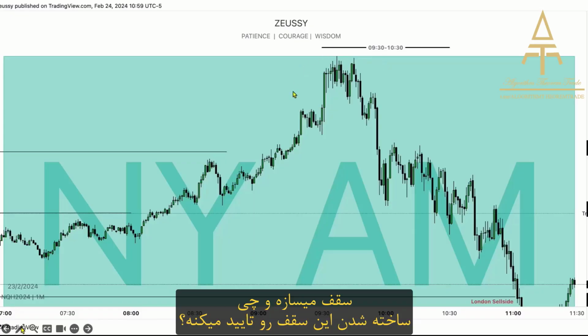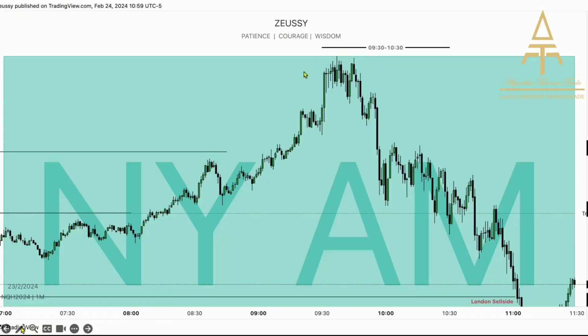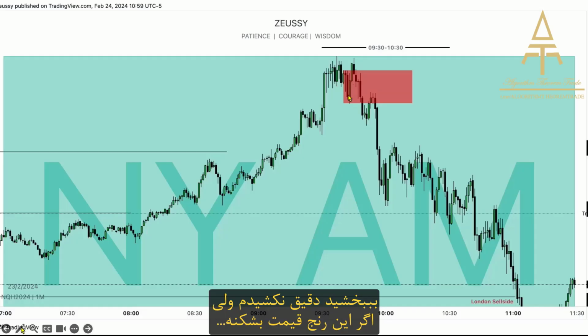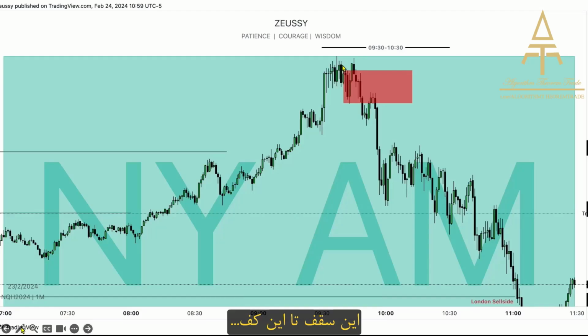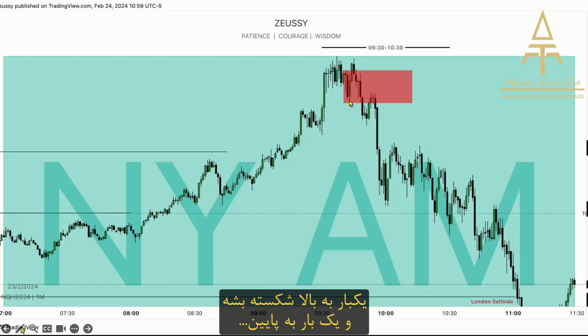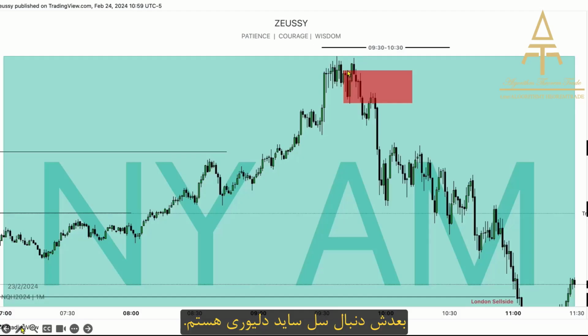What confirms the formation of this high is if this down close candle, sorry I did not outline it perfectly, but if this price range from basically this high to this low gets violated, gets displaced below, I am looking for sell side delivery to be next. I went short inside of this candle here, inside of the retracement. But why is this significant? Why this price range specifically?